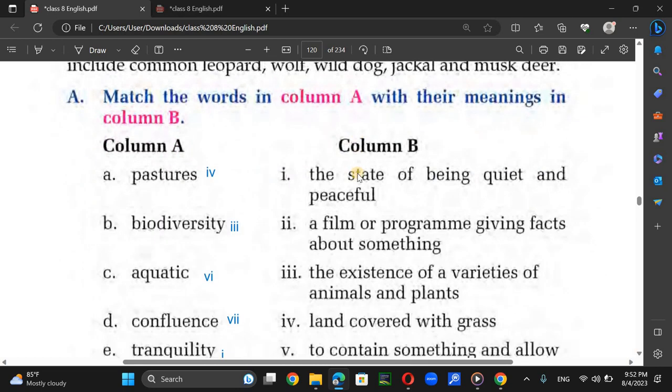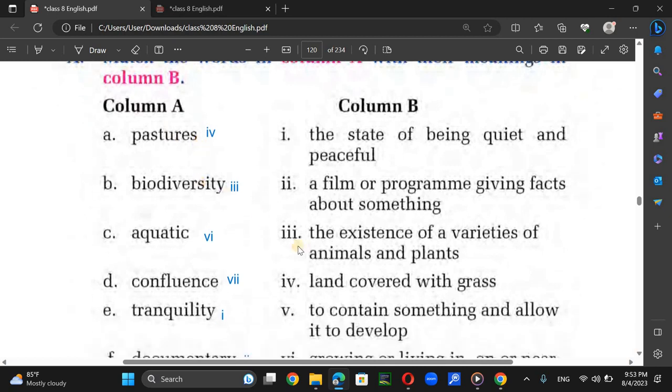Okay, now matching. Match the words in column A with their meanings in column B. Pastures means land covered with grass. So pastures means land covered with grass. So you can say it's called pastures.